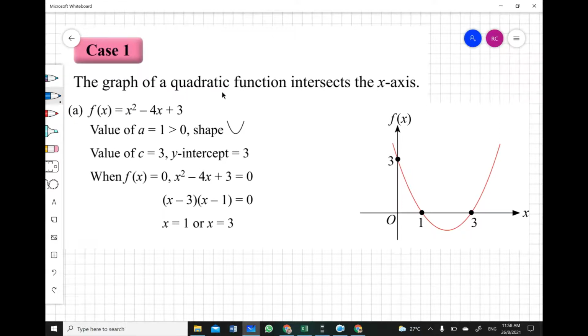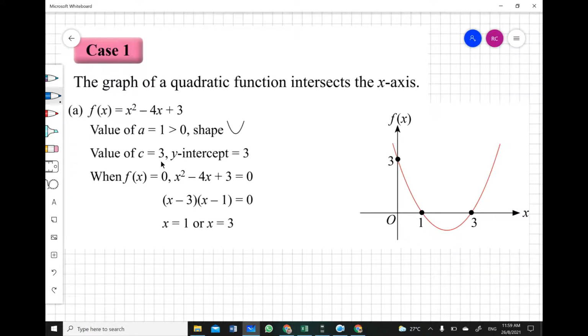Okay, the graph of quadratic function intersects the x-axis. So this one, x squared minus 4x plus 3. The value of a is equal to 1, it is greater than 0, so we will have a smiley face. So the shape is like this. And then because there are 3 terms over here, directly we know that there will be 2 roots over here. Okay, so directly, we don't have to find out the b over here.